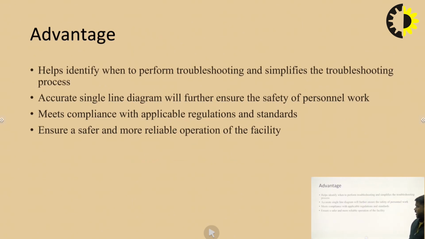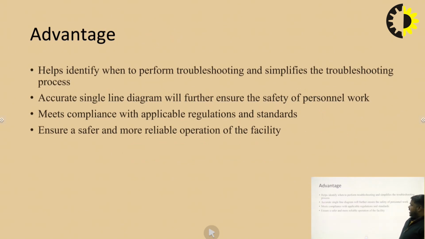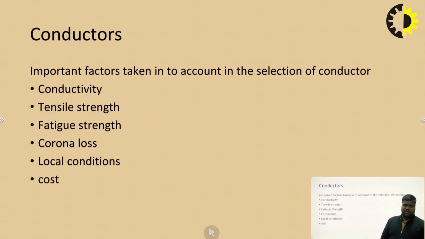If we talk about its advantages, the single line diagram helps identify when to perform troubleshooting and simplifies the troubleshooting process. An accurate single line diagram further ensures the safety of personnel at work. It meets compliance with applicable regulations and standards, and it also ensures safer and more reliable operation of the facilities existing in the power system network.